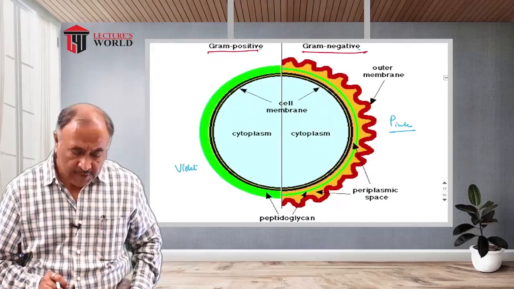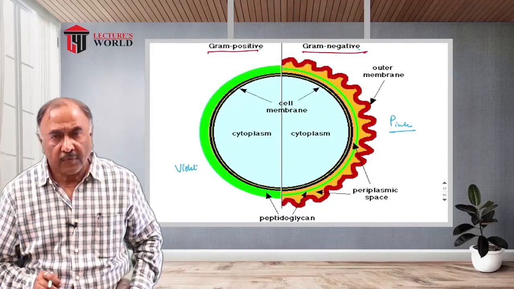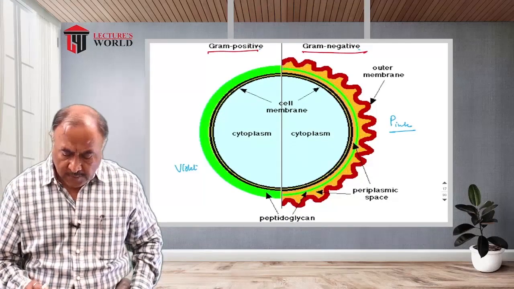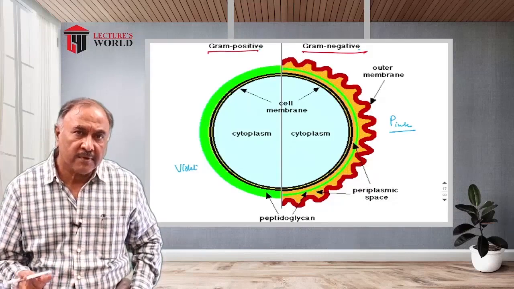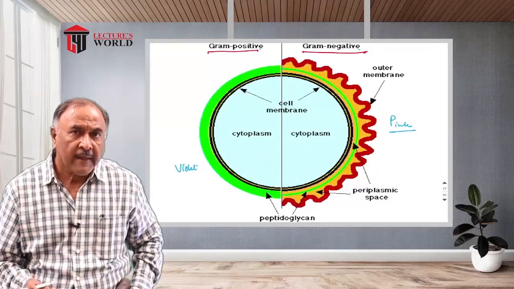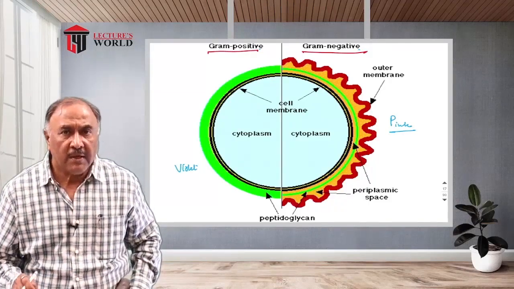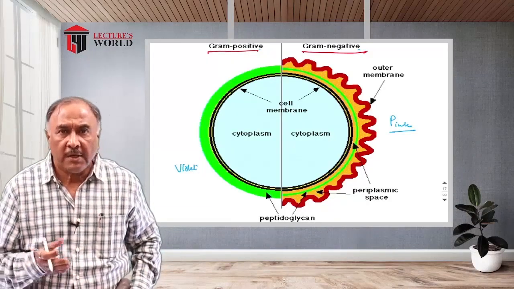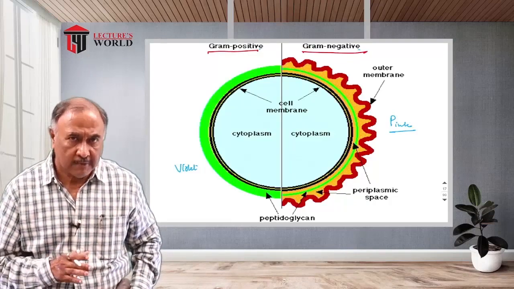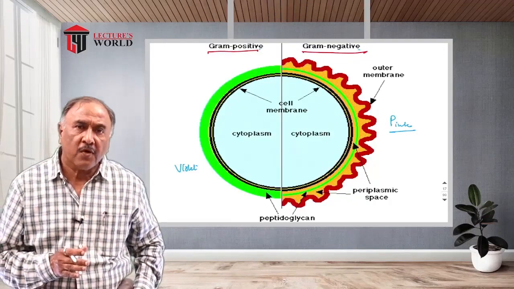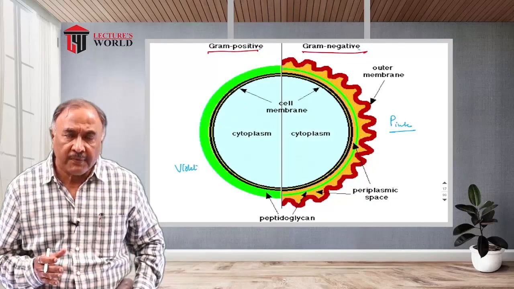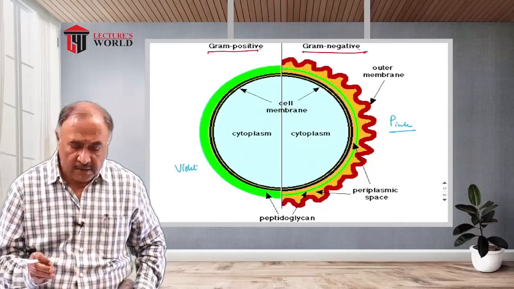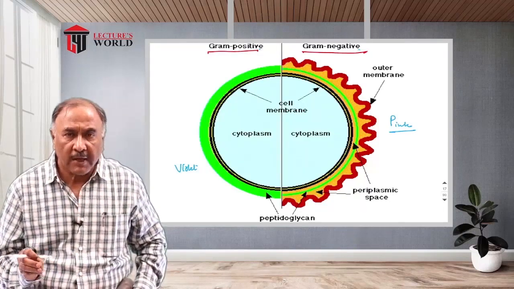Those which are gram positive are violet in color, and those which are negative are pink in color. So on the basis of the color difference, you can identify them, and this difference is basically related to the physico-chemical nature of the bacterial cell wall. The presence of peptidoglycan and the lipids in the organisms would determine whether they are gram positive or gram negative.